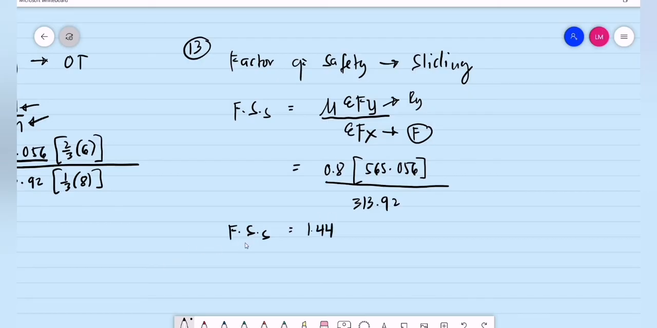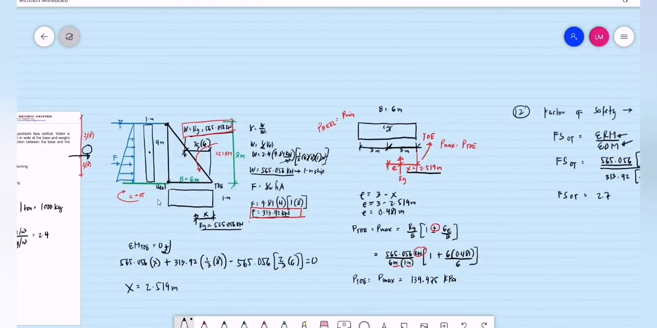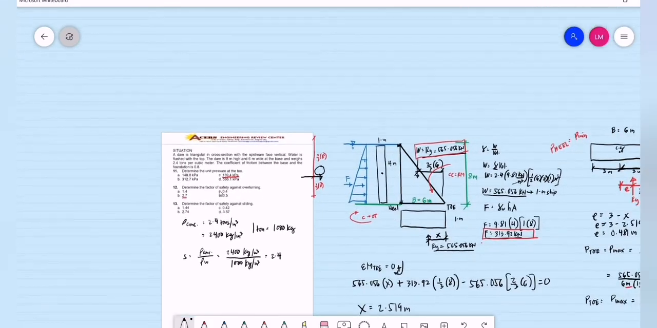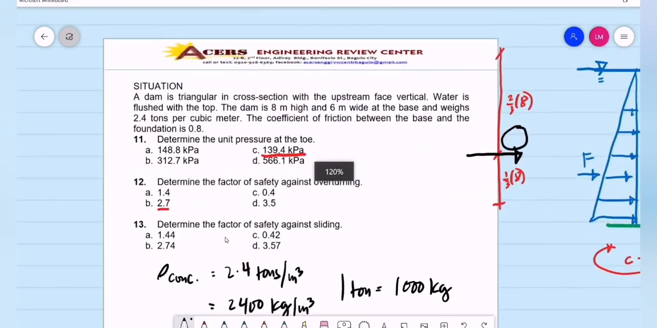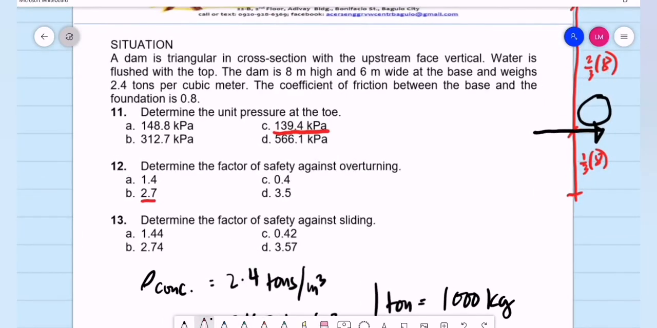So let us check on our choices. The factor of safety against sliding is 1.44, letter A. So this will be our solution.